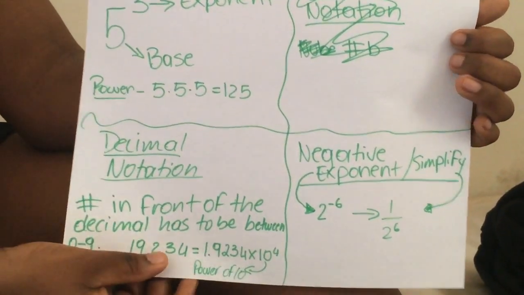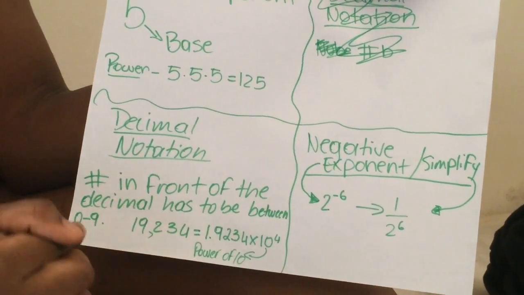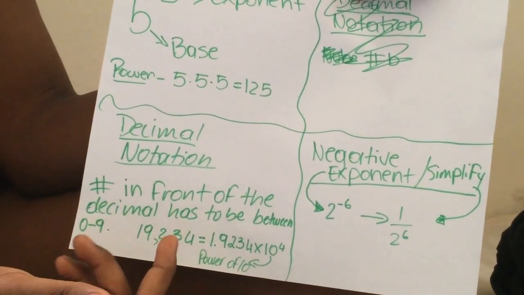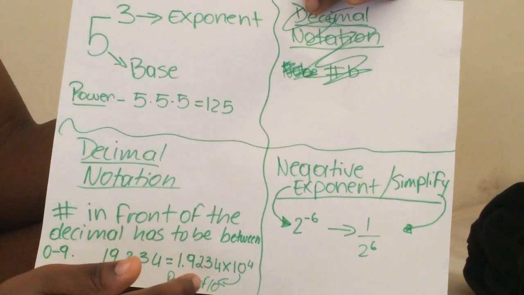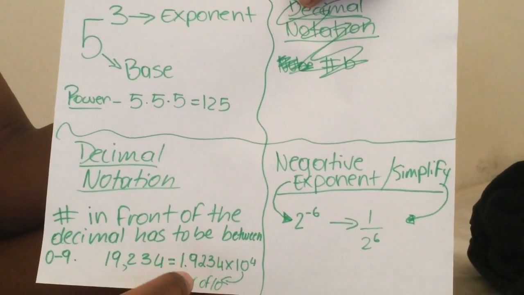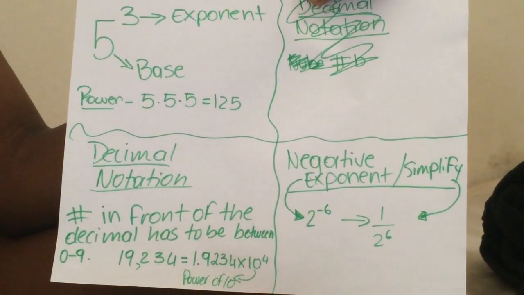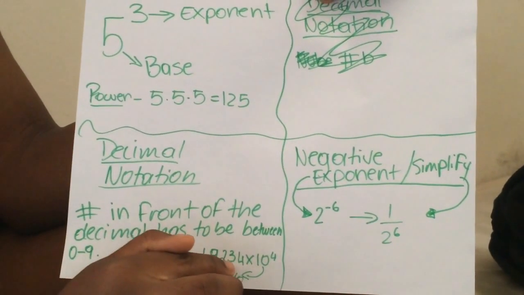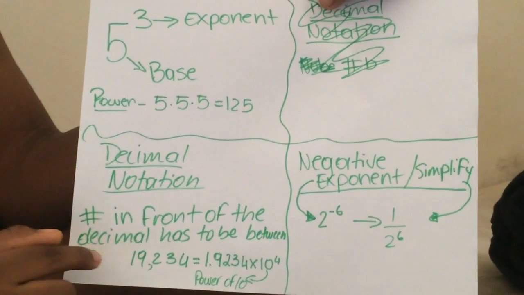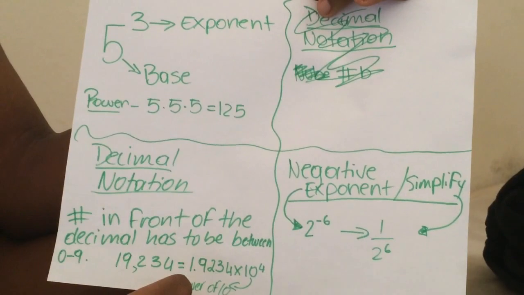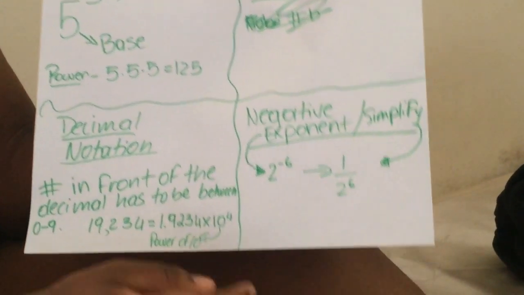Scientific notation states the number in front of the decimal has to be between 0 and 9. An example would be 19,234, written in scientific notation as 1.9234 times 10 to the 4th power. See, this is written in scientific notation because 1 is between 0 and 9. So 10 to the 4th power is the power of 10.